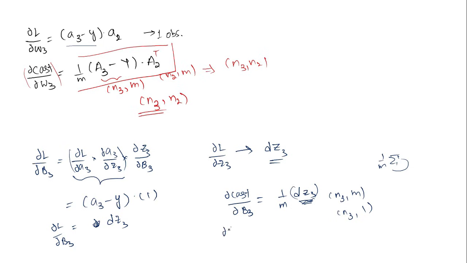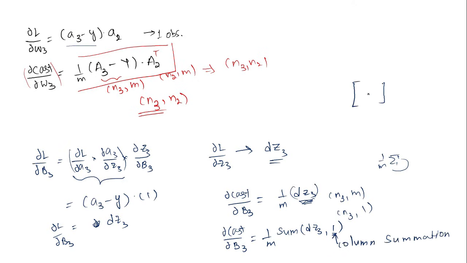So we can write the del cost by del b3 as 1 upon m, sum of dz3 with axis 1, comma 1. Now this 1 represents the column wise summation, and from the column wise summation I mean that this column will be summed with this column and so on.